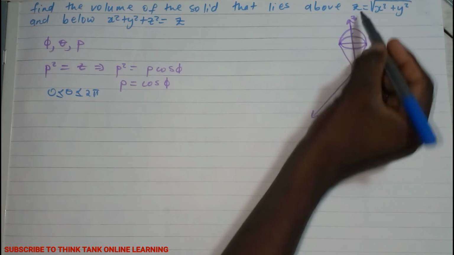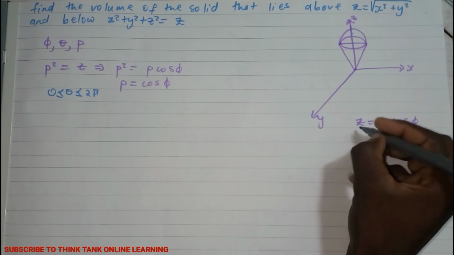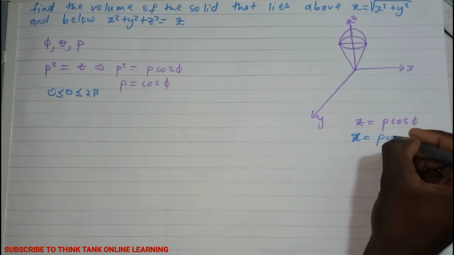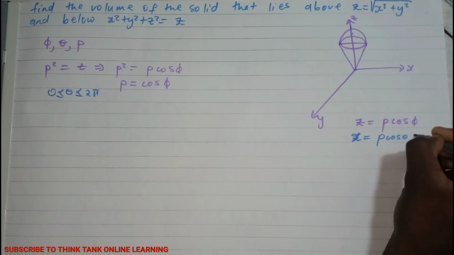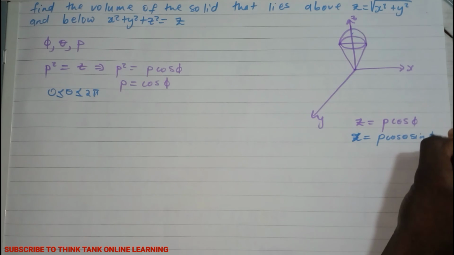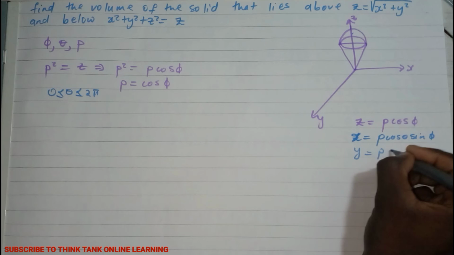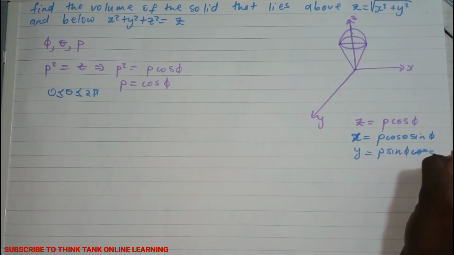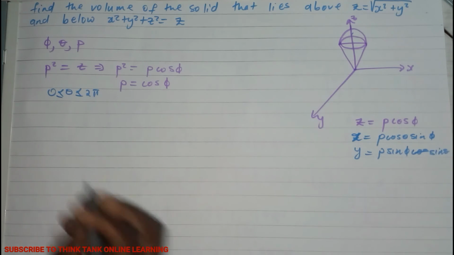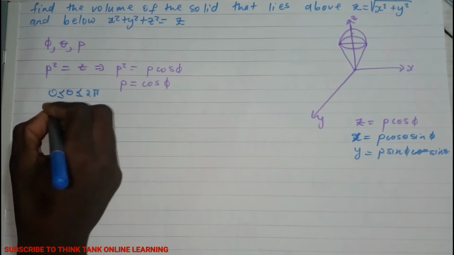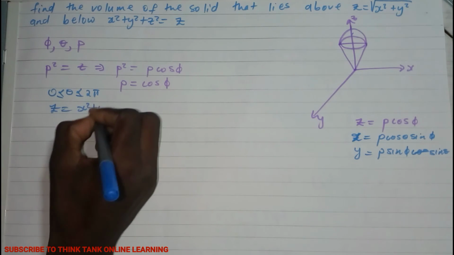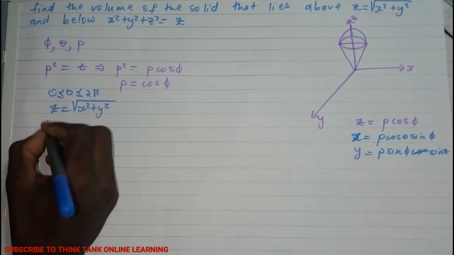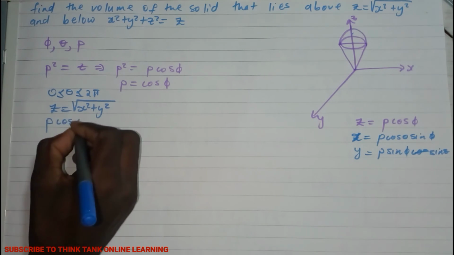I'm thinking using this equation of a cylinder is going to be very easy. I'm going to remind you, we said x is equal to rho cos theta sine phi, and y is equal to rho sine phi sine theta. Here I have z is equal to x squared plus y squared. But you know what z is? z equals rho cos phi.